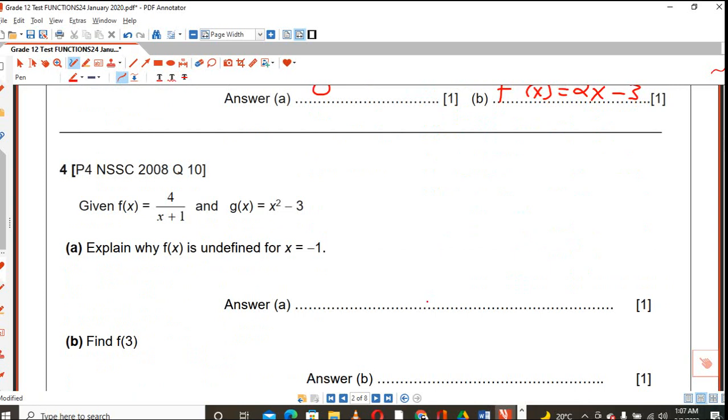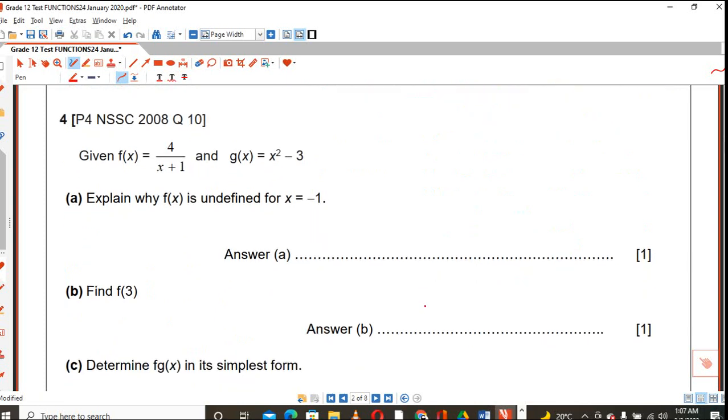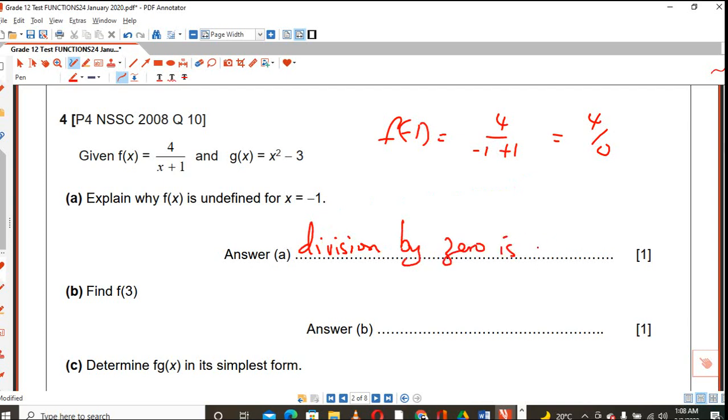Okay, question 4. You have got a function f and a function g. Explain why f of x is undefined when you put negative 1 for x. Well, let's see. When we put that negative 1 for x, we are going to get 4 divided by 0. And we all know that division by 0 is not possible. That is why. Division by 0 is not possible.